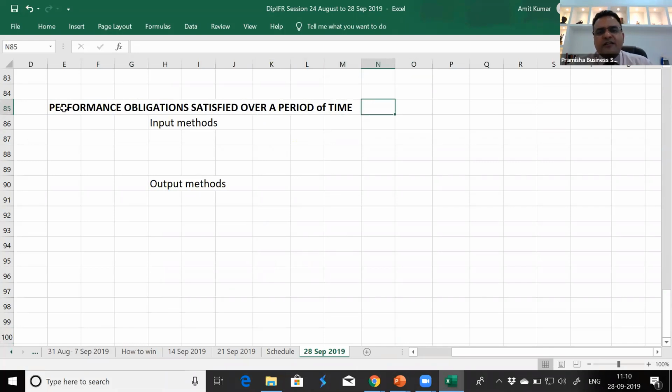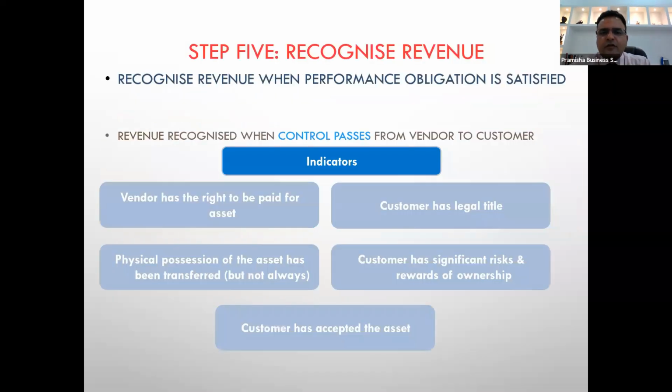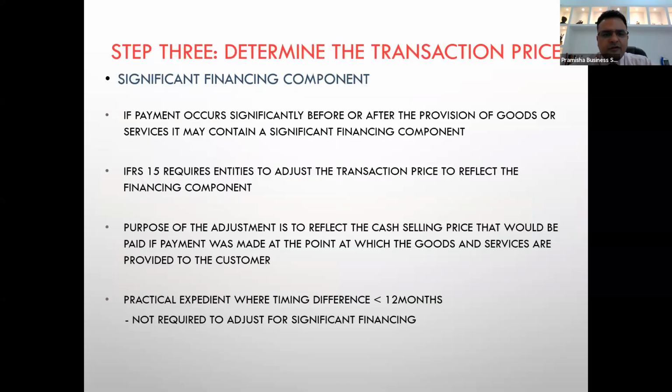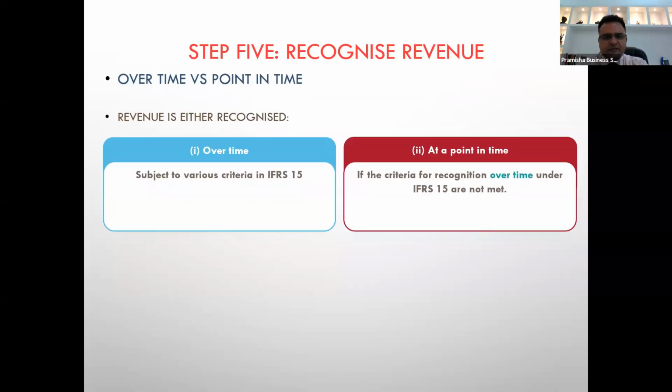The accounting remains the same. There is no change in accounting. That's what I meant to convey. The only thing is that we now have more methods of recognizing revenue. We can recognize revenue on the basis of performance obligations, so either at a point in time or over a period of time.